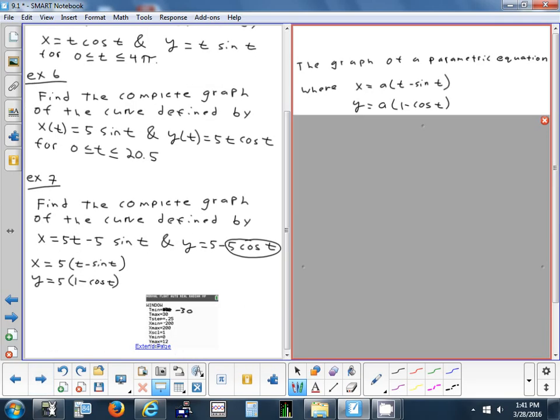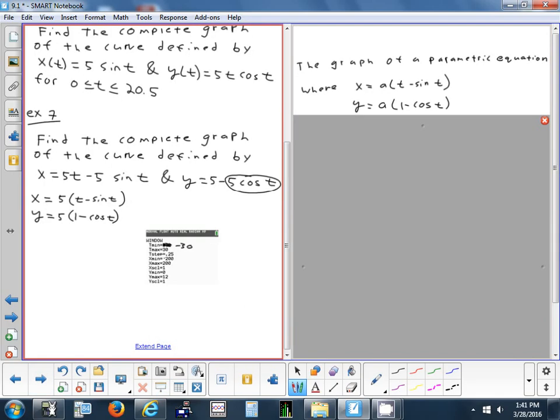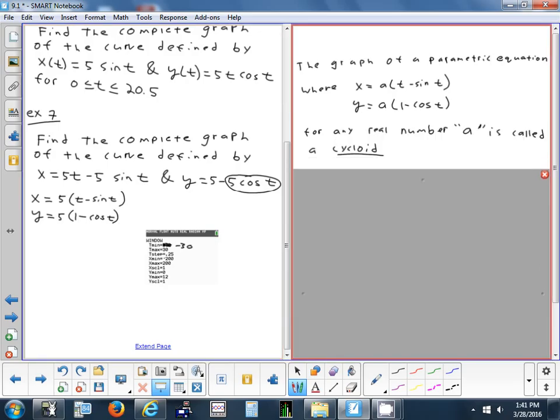Okay, anytime you have a graph where it's a number times t minus sine t, and then a number times 1 minus cosine t, that is a special graph. Okay? That's called a cycloid.